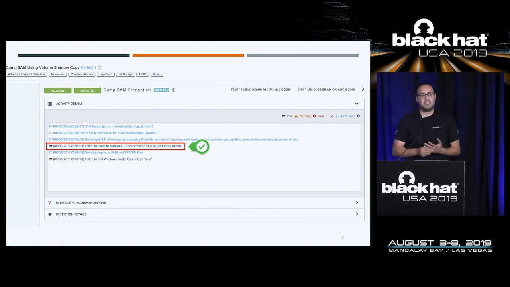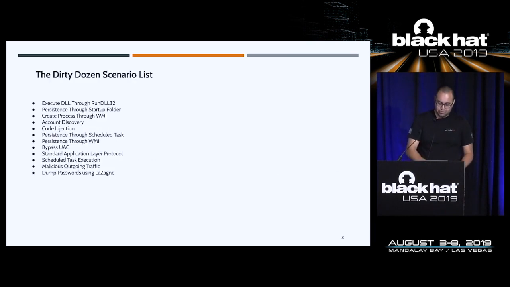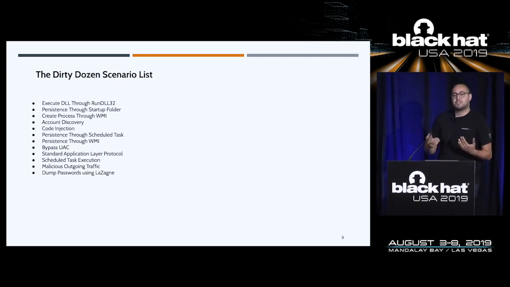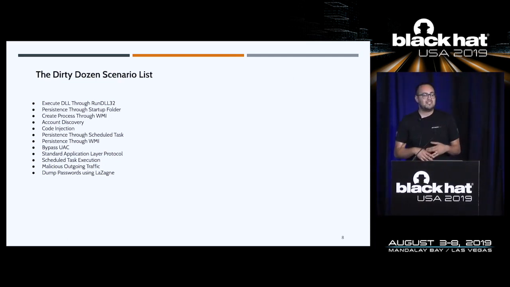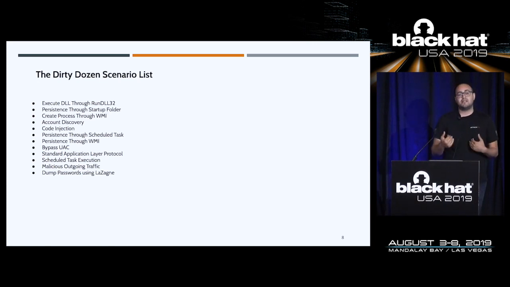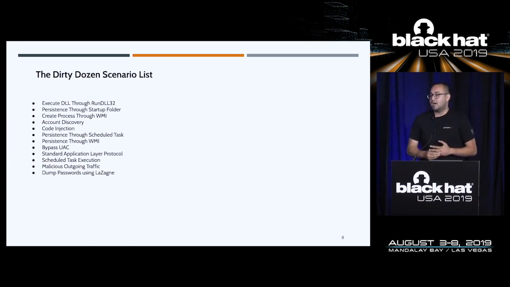The 12 TTPs that we're going to focus on were basically the ones that were most not prevented, not blocked by our customer base in the last 6 months, based on our cloud telemetry. So these are actually the 12 tactics and techniques, or the 12 scenarios. We call them scenarios in our product. A scenario can be made up of more than one MITRE technique. Some attacks may require multiple things to happen.